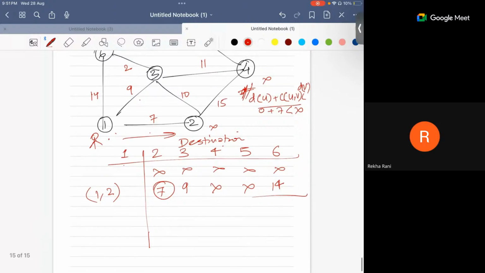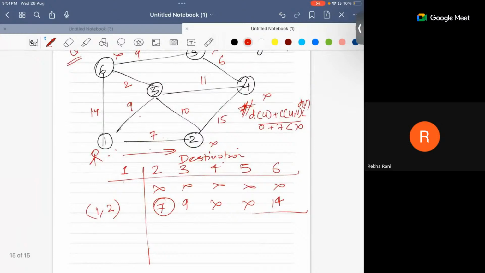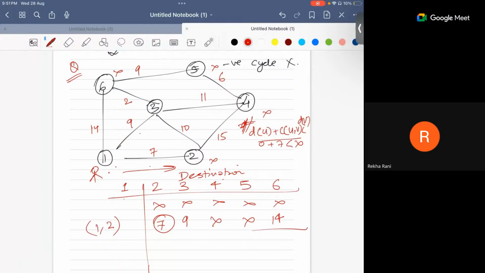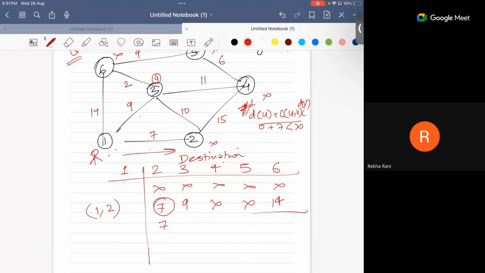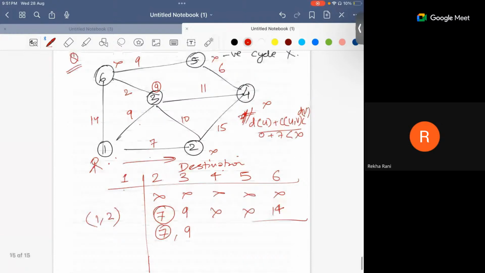Now the next part is, can you go from 1 to 3 using 2? You can go 1 to 2, 2 to 3, but that is already more, right? We already have 9 as the weight for 3. But if I'm going via this way, 7 plus 17, that is not less than 9. That is more than 9. So that's why we'll not update the value for 3. We'll just keep 9 itself. Are you getting me? While taking the help of 2 also, I can go to 3, but that is 17. That is not less than 9, so we'll just keep the value as 9.